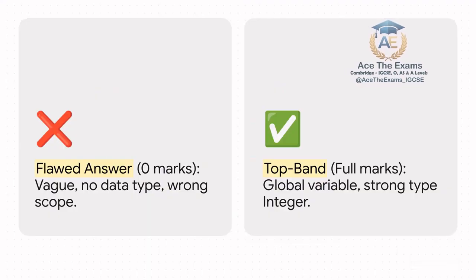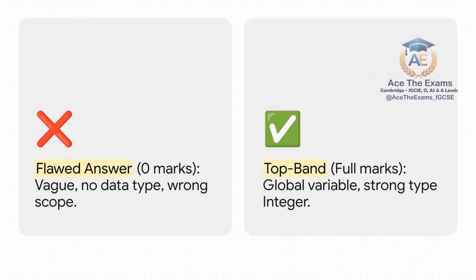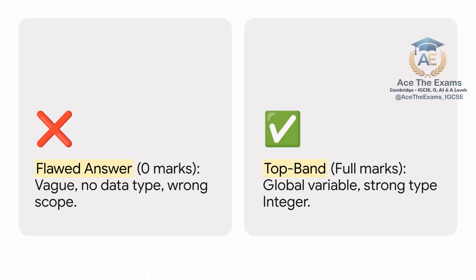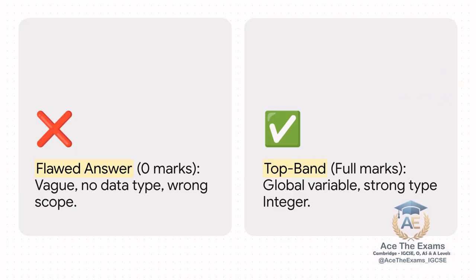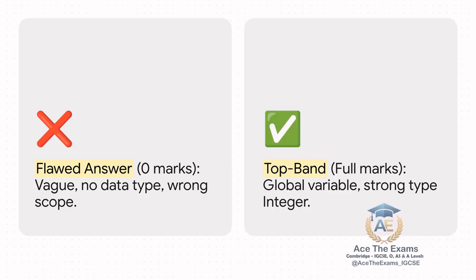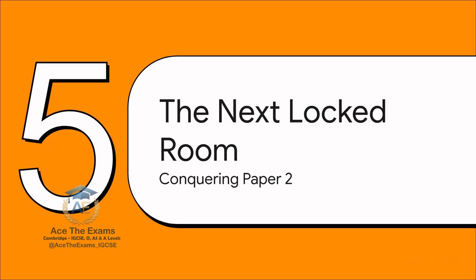Boom. Look at how applying our framework and precise wording completely transforms that vague, zero-mark answer into an examiner-approved top-band masterpiece. We replace the weak "everyone can see it" with a global variable, declared outside subroutines, allowing access across all routines. We applied strong typing by specifying it's an integer, and we used a proper rule-abiding identifier, player1 high score. This doesn't just casually answer the question, it scientifically proves to the examiner that you fully understand how Visual Basic allocates memory and scope.